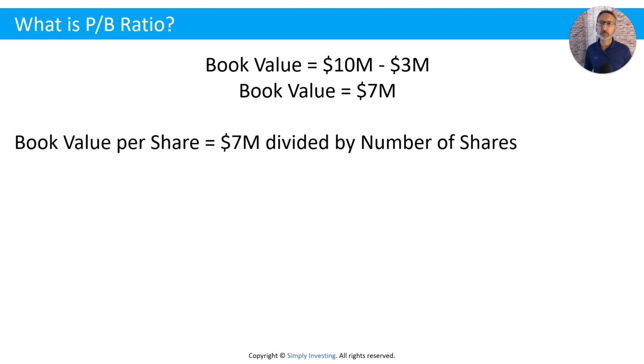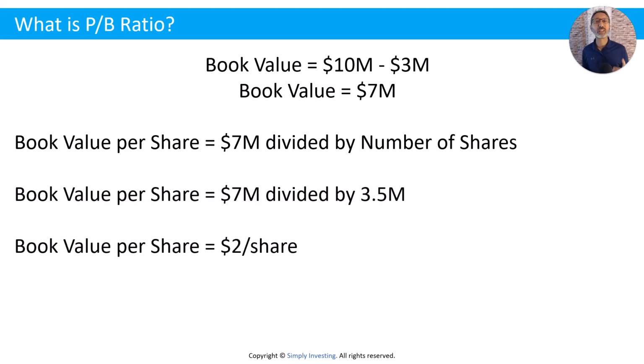So this is how we're going to calculate book value per share. We're going to take the $7 million book value and divide it by the number of shares. So let's assume this company has 3.5 million shares outstanding. So if we take 7 million divided by 3.5 million, we can now see that the book value per share is $2. Okay, really simple. The book value per share for company ABC is $2 a share. That's essentially what the company is worth if we were to sell everything and pay off its debts.